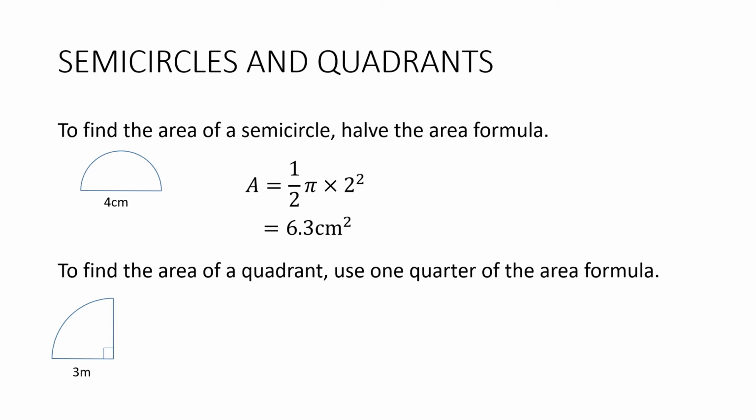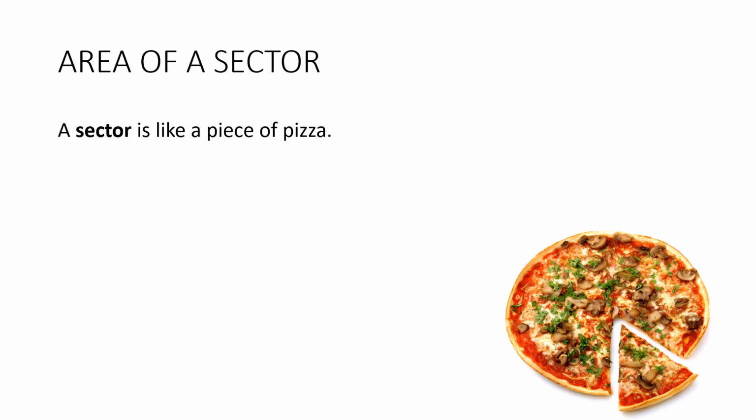With a quadrant, we have a quarter of a circle. So we're going to do pi r squared divided by 4, or we can do a quarter times pi r squared. This time we do have the radius, so it's a quarter times pi times 3 squared, which is 7.1 meters squared. Now semicircles and quadrants are okay because we know those proportions.